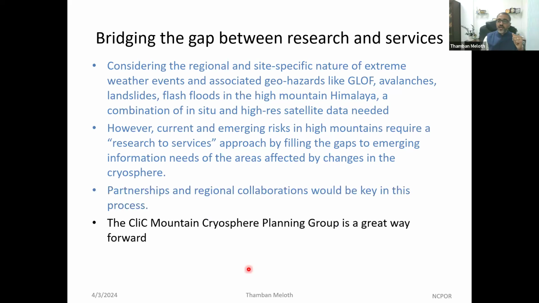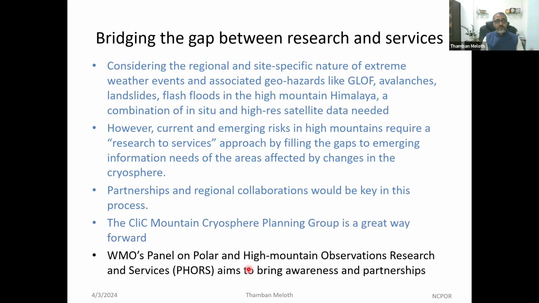So in fact, the WCRP CliC itself is coming up with a Mountain Cryosphere planning group, which could be a great way forward in this particular aspect. The WMO has been first on this particular issue, and has come up with a panel on high polar and high mountain observation, research and services, what we call FORCE, which aims to bring awareness as well as partnerships to enable the member countries to address these issues in a uniform and very efficient way.